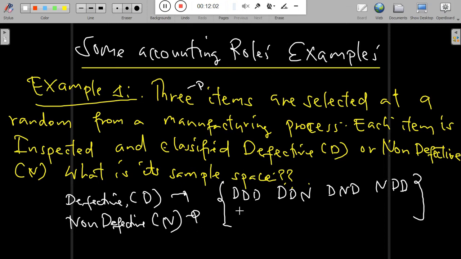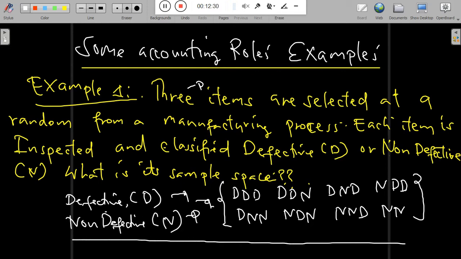So we take DD. This is the item selected; we do not know exactly what was selected. So we take DD as the first selection as a possibility, then DDN, DND, NDD, DNN, NDN, NND, and NN. As you can observe, the sample space will take this form.